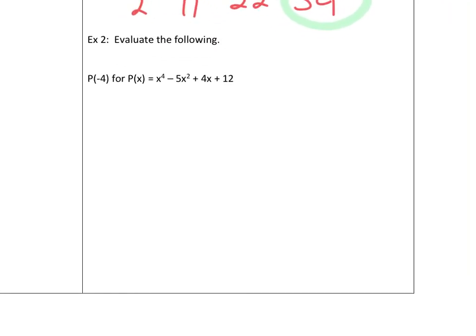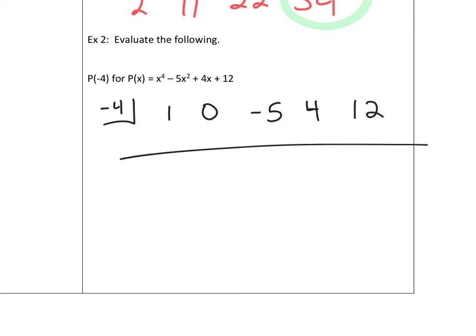I want you to go ahead and try example 2. So p of negative 4 is going to be your ledge. Write out your coefficients and your constant, and then perform synthetic division on this. Okay, so again, ledge guy is negative 4. You should have put 1, 0, because we're missing an x to the third term, negative 5, positive 4, and 12. Draw a line, drop down your 1. 1 times negative 4 is negative 4.